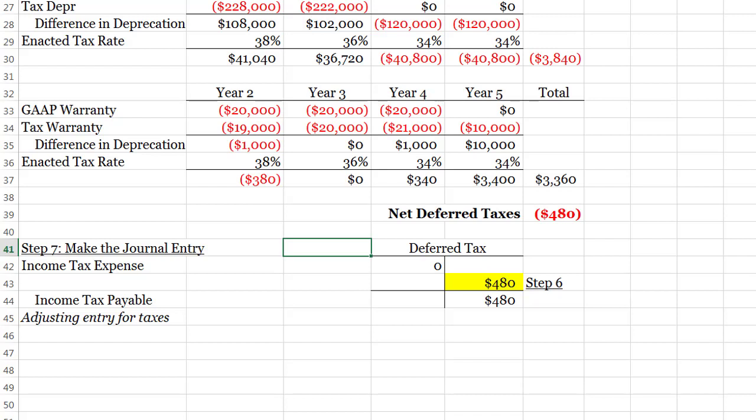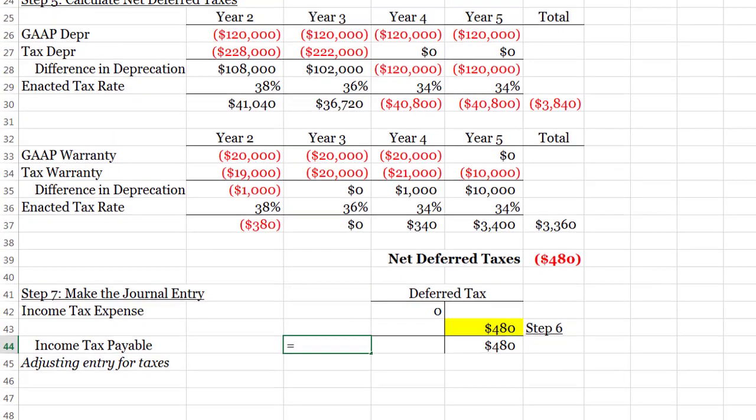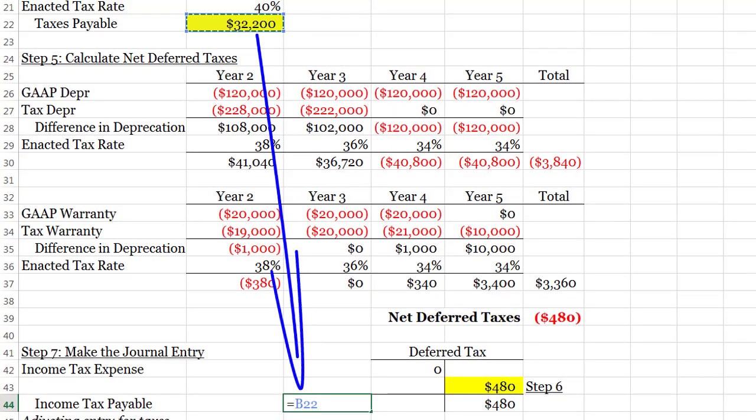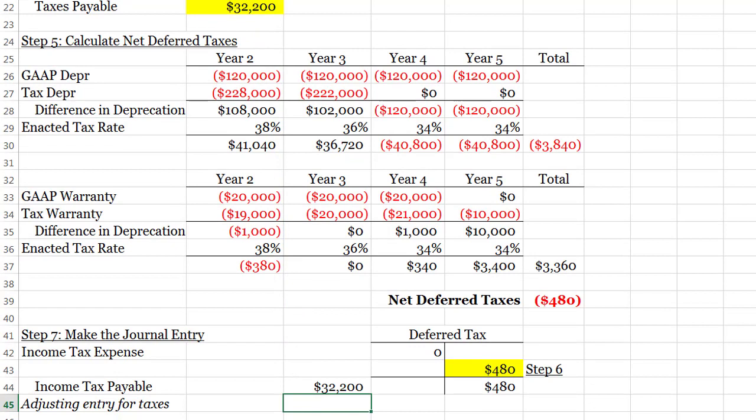And now that I've got that done, steps 1, 2, 3, 4, 5, and 6, I'm ready to do a journal entry. So let's jump right into it. The taxes payable was $32,200. We've got deferred taxes, which are a credit for $80. And we'll use income tax expense as our plug figure.